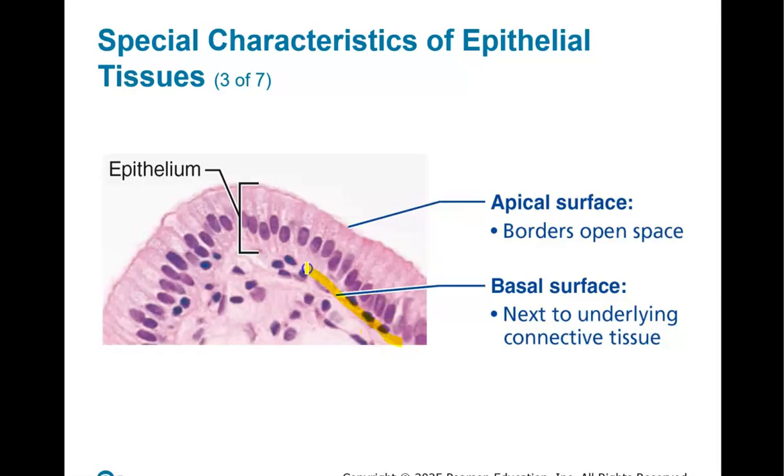So from here, all this would be like the basal surface of these cells. And then this would be the apical surface here.